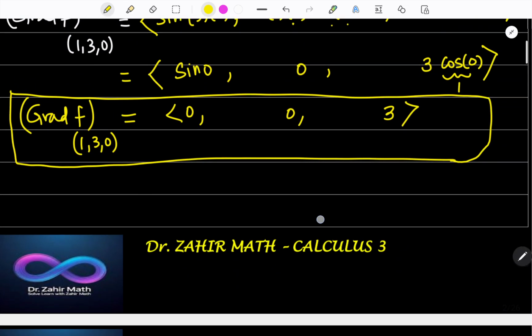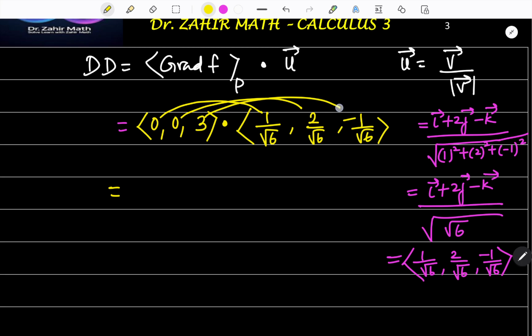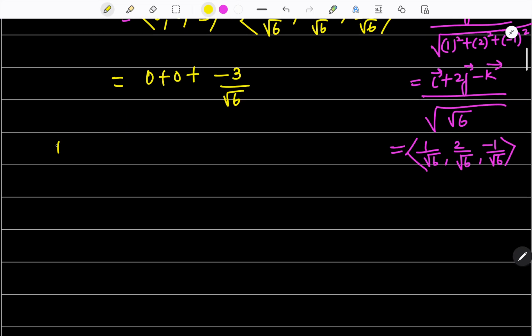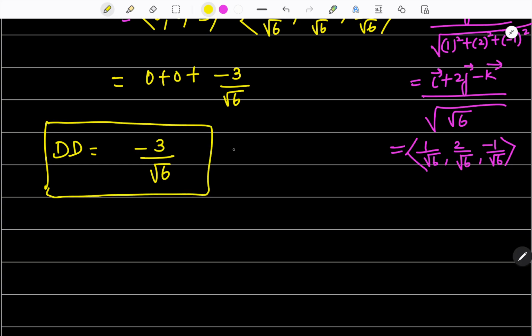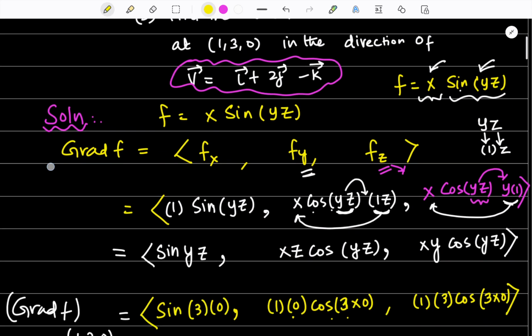Now grad f. What is the answer you got? Grad f is (0, 0, 3). Then dot the vector (1 by root 6, 2 by root 6, minus 1 by root 6). So i with i, j with j, k with k: 0 plus 0 plus minus 3 by root 6. Therefore, the directional derivative is equal to minus 3 by root 6. Keep in mind, the directional derivative is always a constant. It's a number. So it's clear, very easy: how to find the gradient and directional derivative.